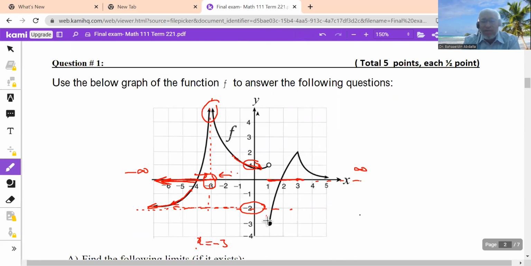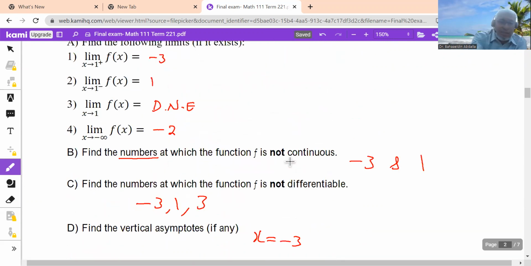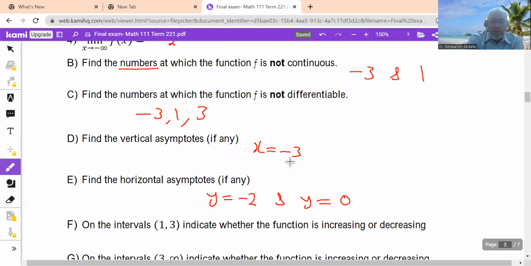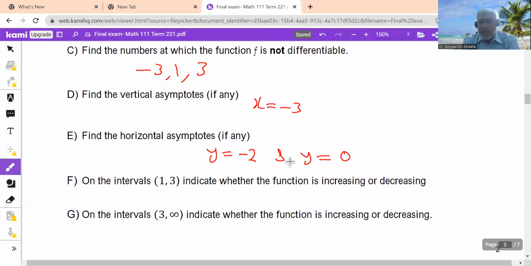Okay, where is the graph? The graph starts from here, it goes up to here. From 1 to 3, the graph goes like this. Is this increasing or decreasing? That's increasing. Always you test from left to right, not from right to left.